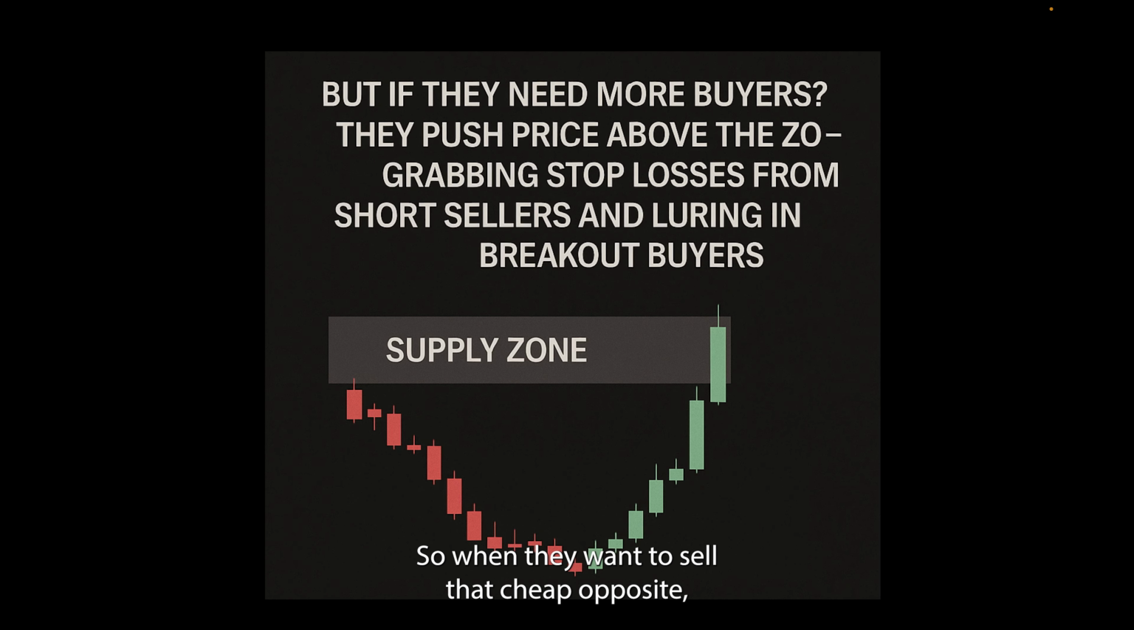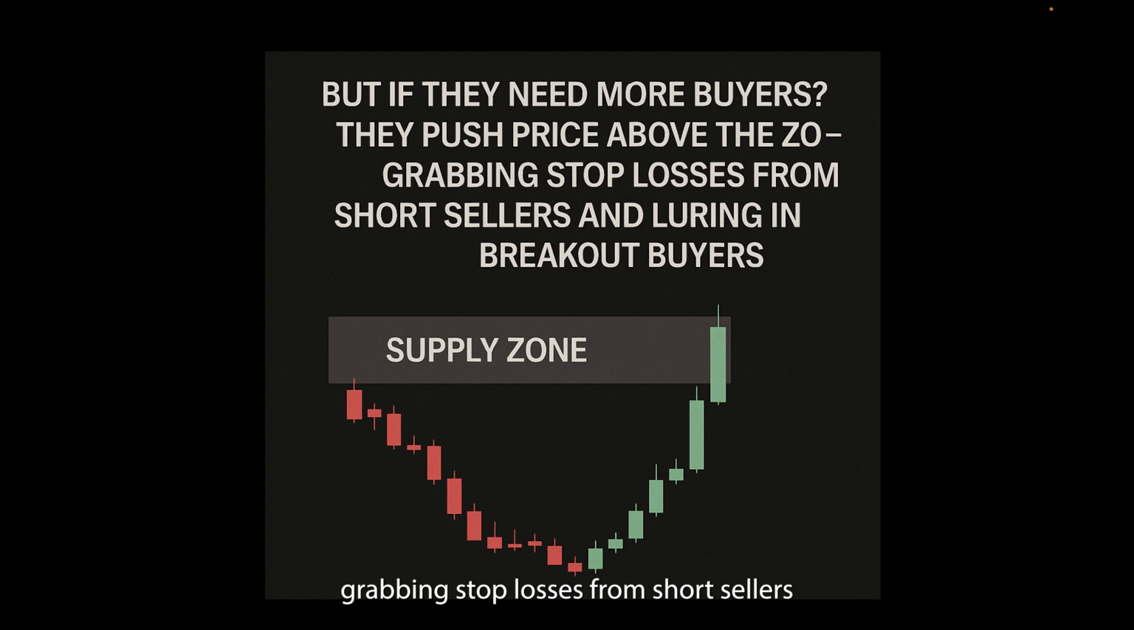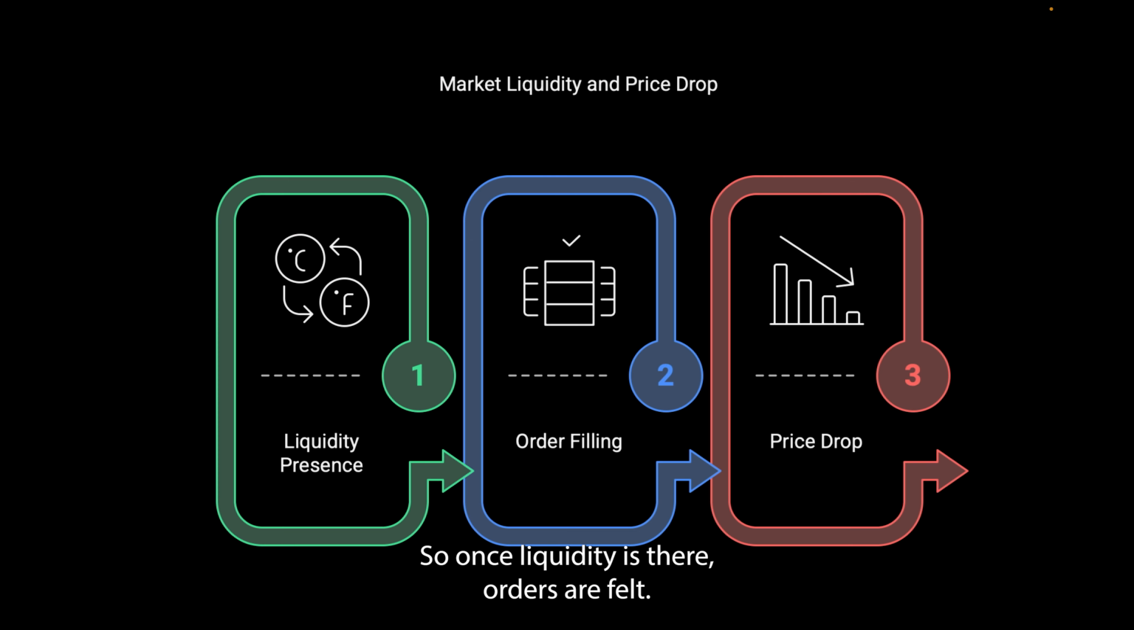So when they want to sell, it's the opposite. They create a supply zone by gradually placing sell orders, price rejects and drops, but if they need more buyers, they push price above the zone, grabbing stop losses from short sellers and luring in breakout buyers. So once liquidity is there, orders are filled, price drops sharply.